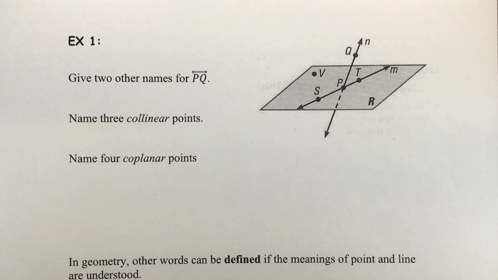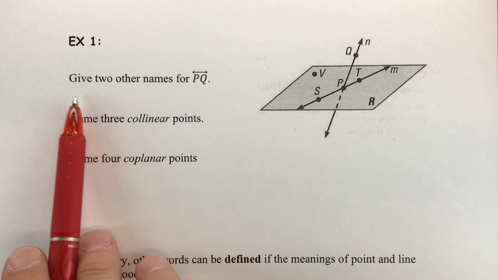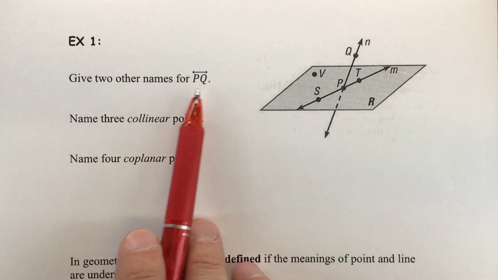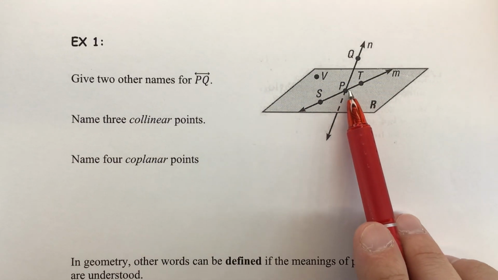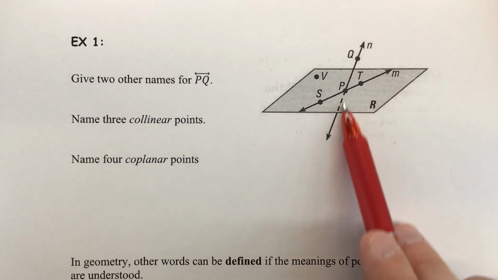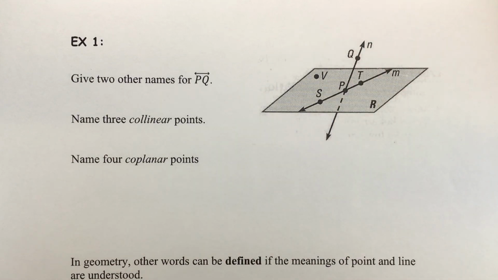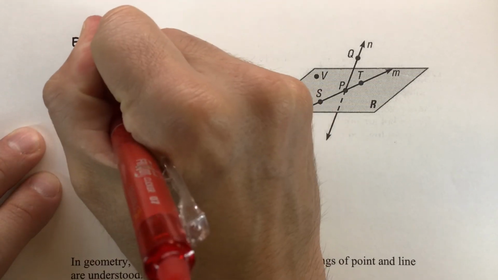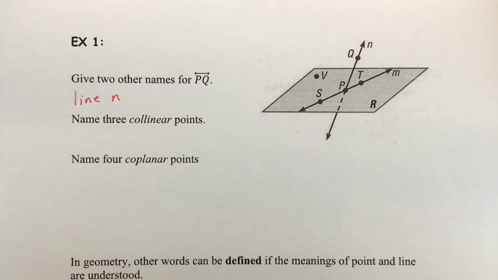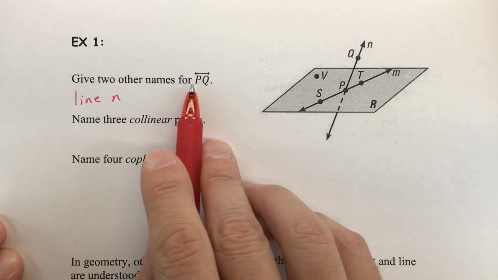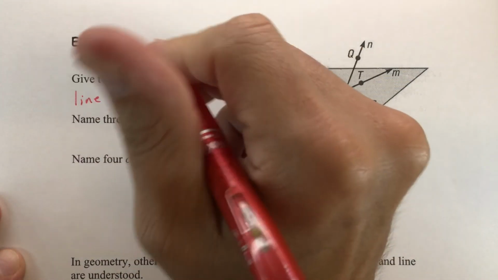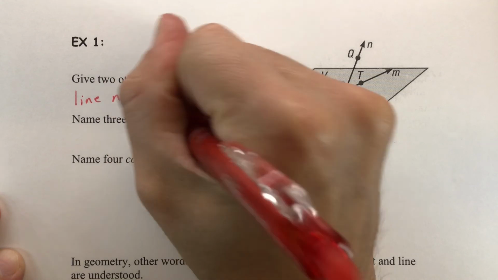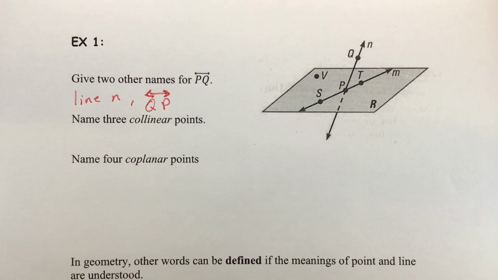All right, and that actually gets us into the first question. Give 2 other names for line PQ, right? You're going to read that as line PQ. All right, so we're going to go look for PQ. Here's point P, here's point Q. So we're talking about that line there. And as I had mentioned just a moment ago, you can actually refer to that as line n. So one of the names is line n. The other way that you could name it is just to switch the order of the letters. So you can do line n, and then you can also do line QP, you can call it that.